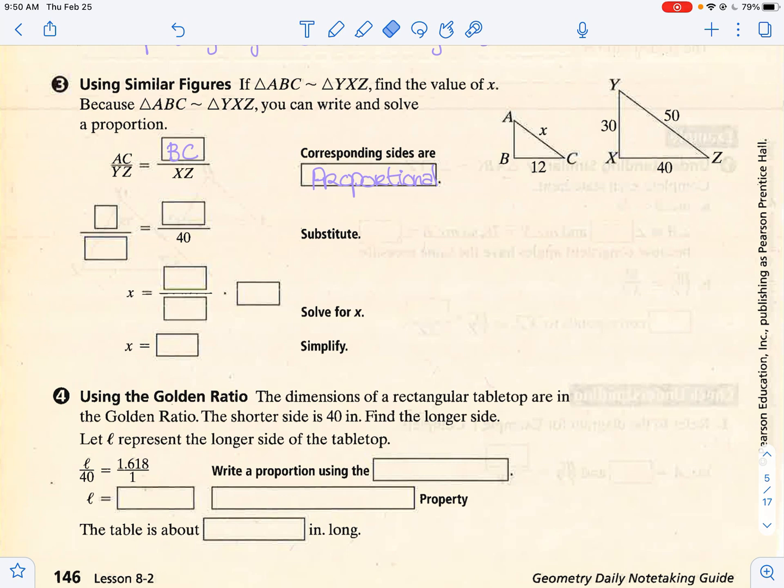So then if we substitute things in, we should have x over 50 equals 12 over 40. Then we need to cross multiply. So x equals 12 over 40 times 50. If we multiply all of that out, x equals 15.